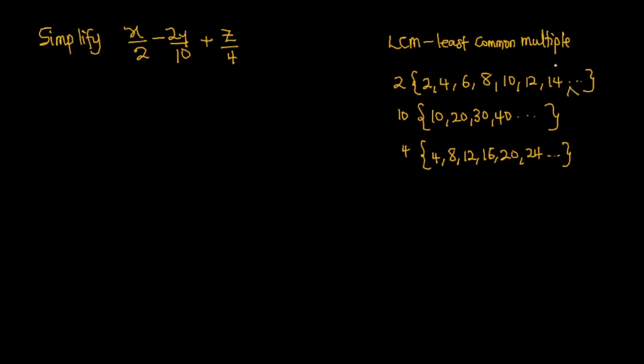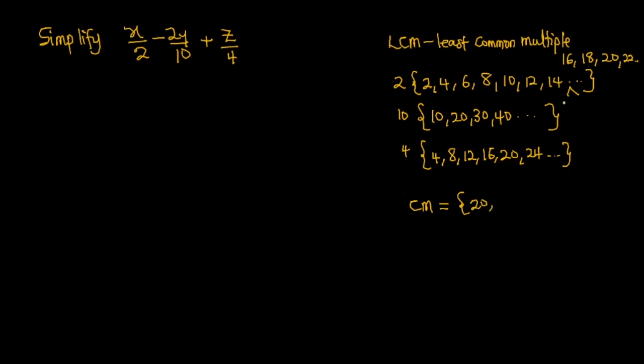Let me continue the multiples of 2: from 14, we have 16, 18, 20, 22, etc. Now we go through all of this to find the common multiples, which means the numbers that are common for all of them. We can see 10 here, 10 here, but 10 is not here. 8 here, 8 here, but no 8 here. But we can see 20 over here, 20 here, and 20 here. So we write 20.